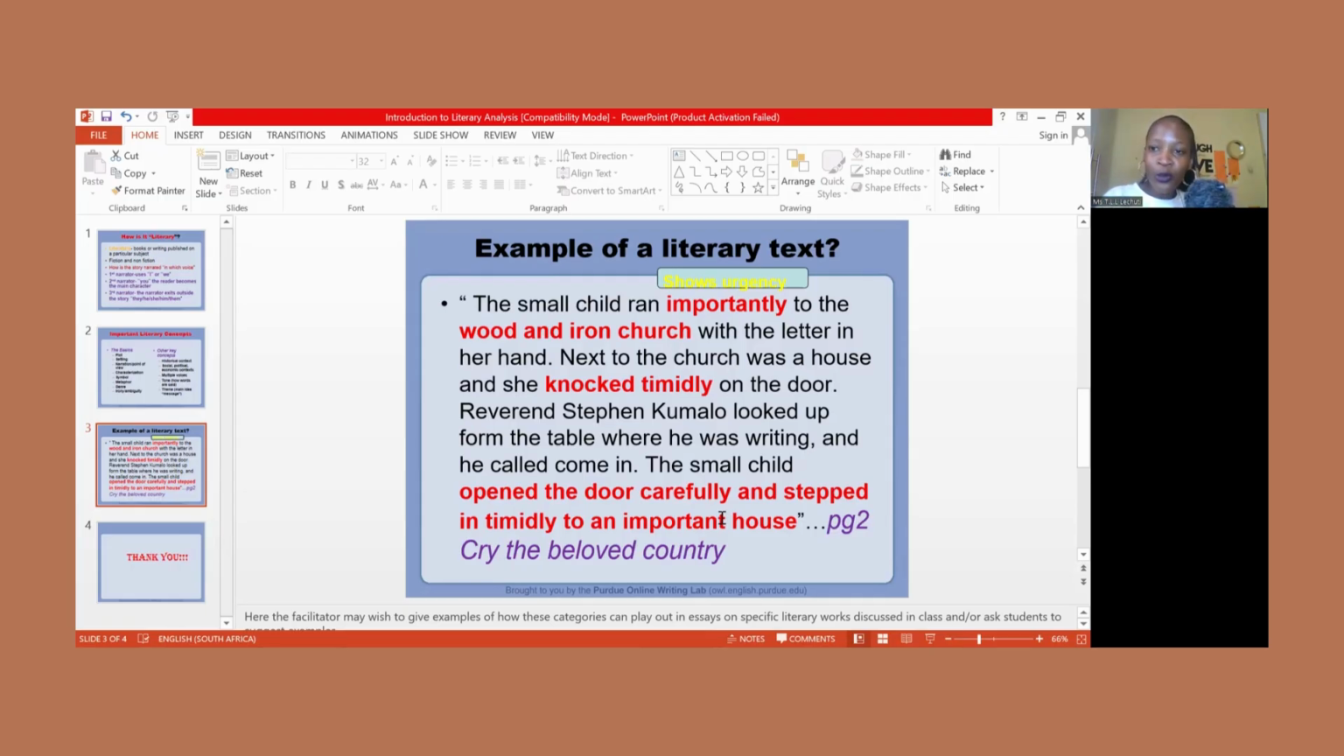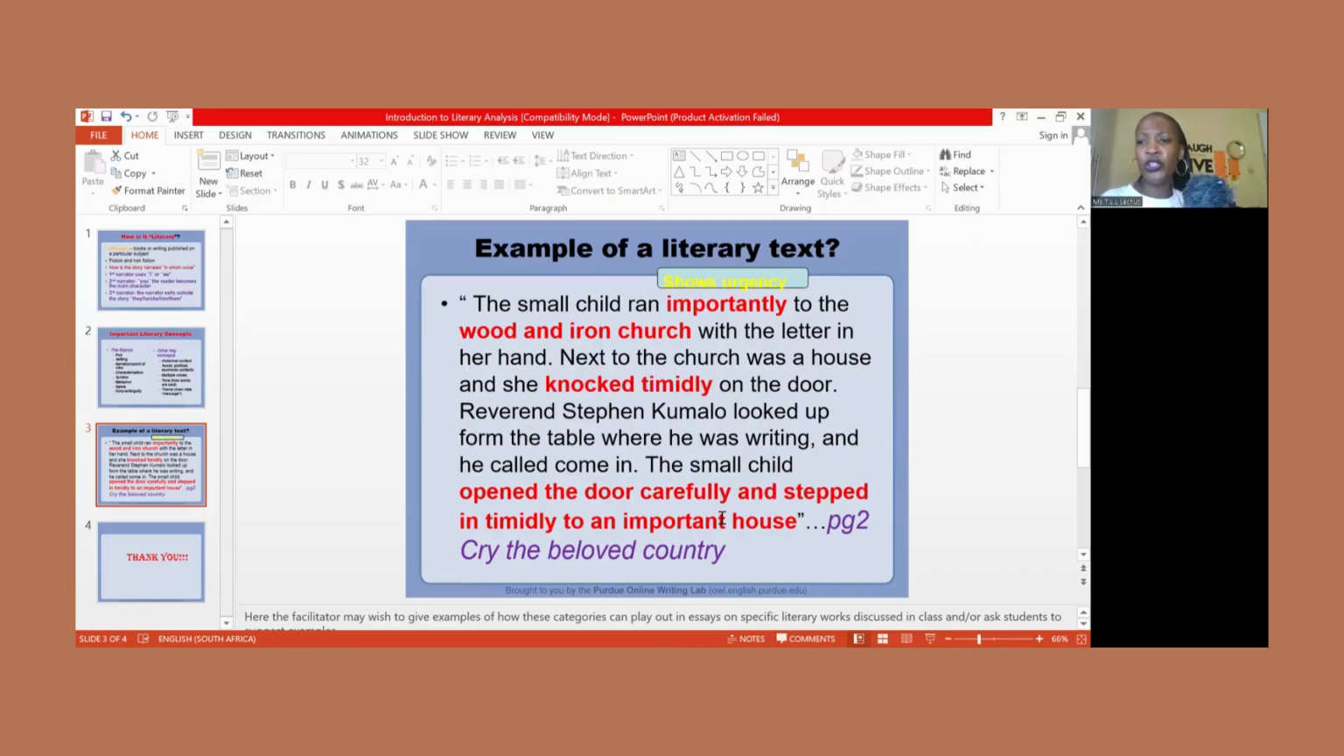Hence, that is how you interact with a literary text when you are given a literary text in an examination. And also not only for examination purposes, but even when you are reading, that is how you apply critical reading. You study the linguistic devices that are used by the author to bring a sense of urgency here. For example, using the adverb importantly was to show the sense of urgency, that it was urgent for that girl to run so that she can go to the missionary house to bring that letter.